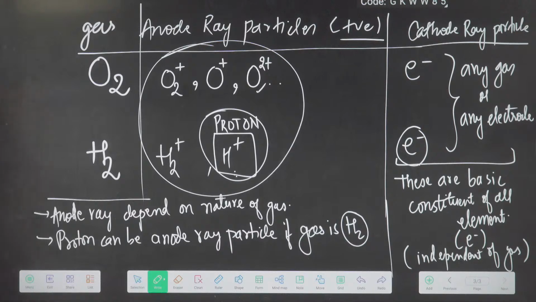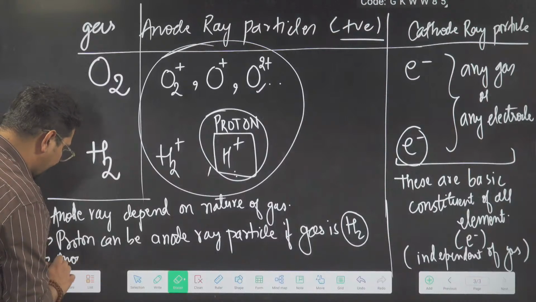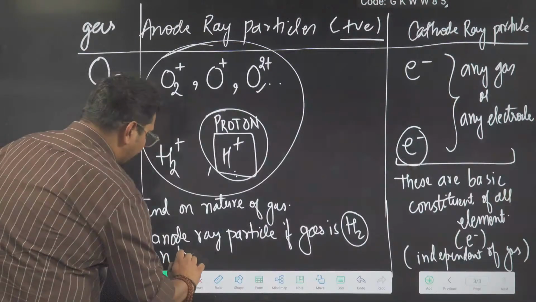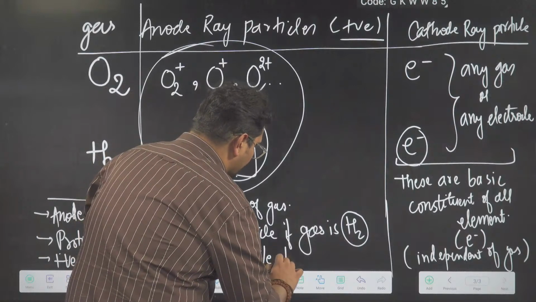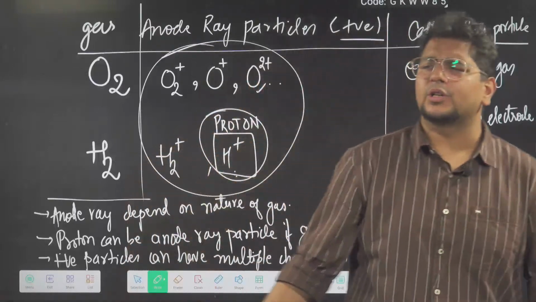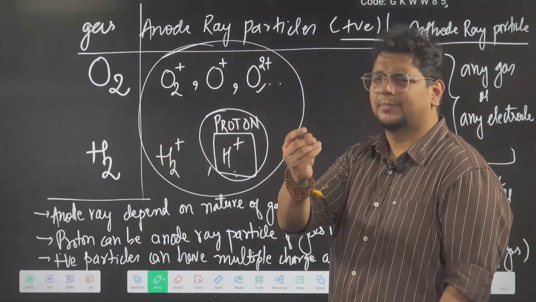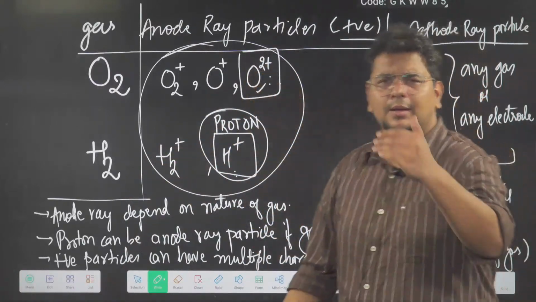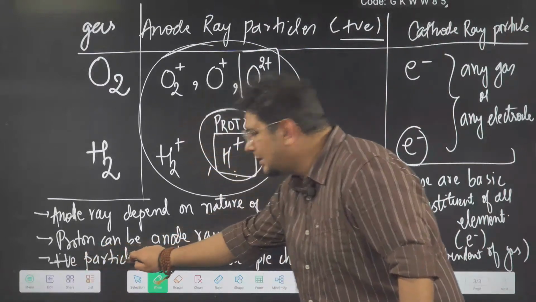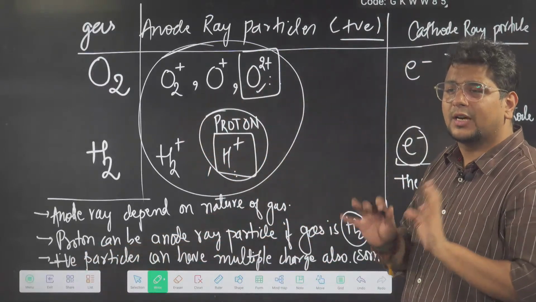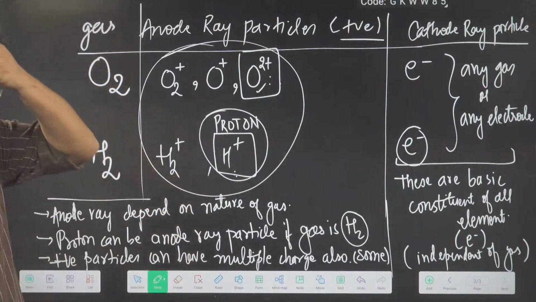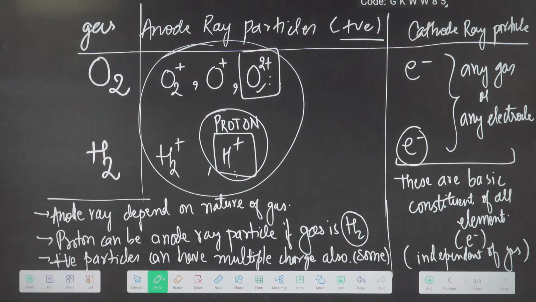And one more point which I already explained to you is that positive particles, anode ray particles, can have multiple charge also. Some of them, obviously not all, not most of them, can have multiple charge also. Maybe due to collision more electrons came out. Is this last point clear? Some of the positive particles can have multiple of the fundamental unit of charge.